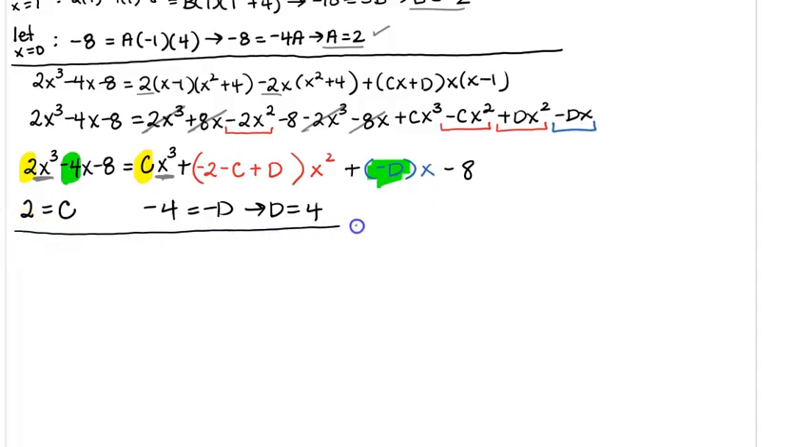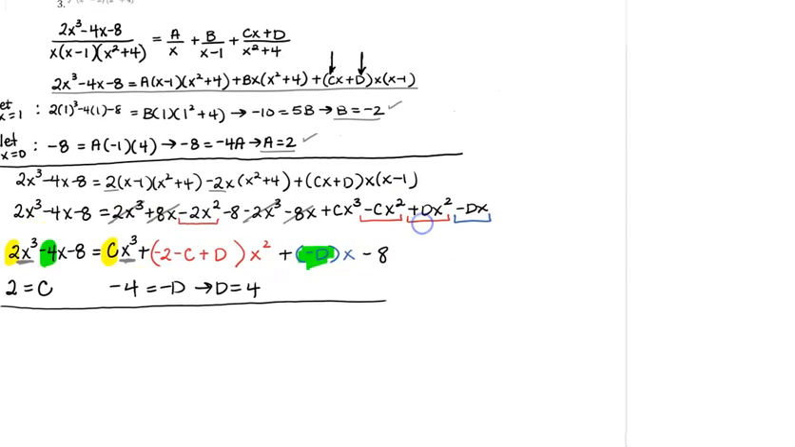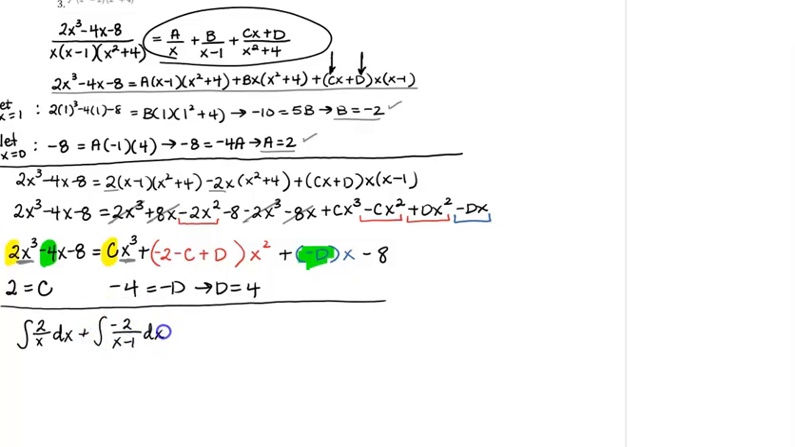we can now go back to the problem and start setting up 3 integrals to integrate that. The first integral will just be a over x. A is 2, so we have 2 over x dx. The second integral is b over x minus 1, and b is -2. So we're integrating negative 2 over x minus 1 dx. And then finally, in the third integral, we have cx plus d in the numerator. So that's 2x plus 4 over x squared plus 4 dx.